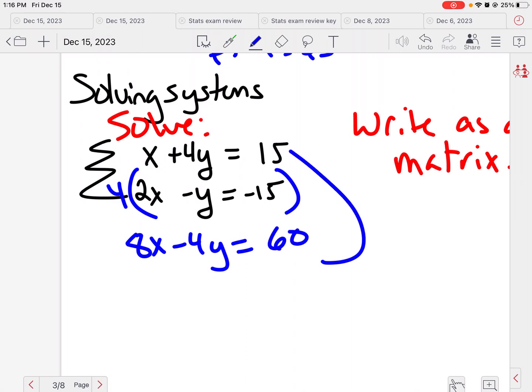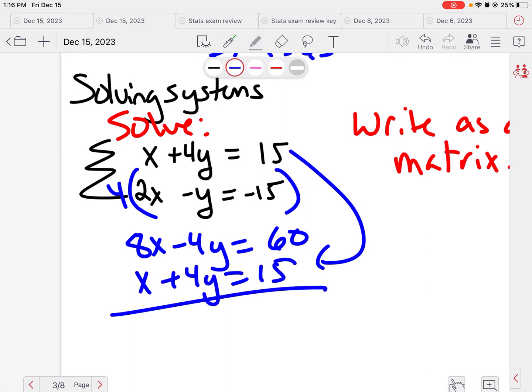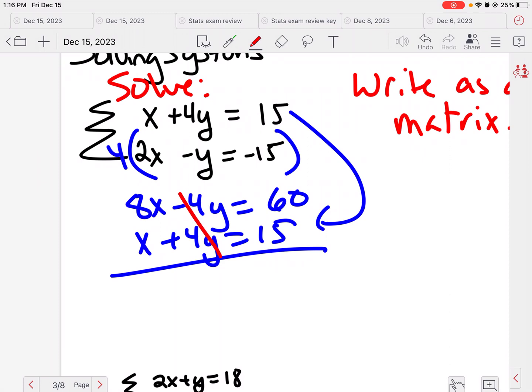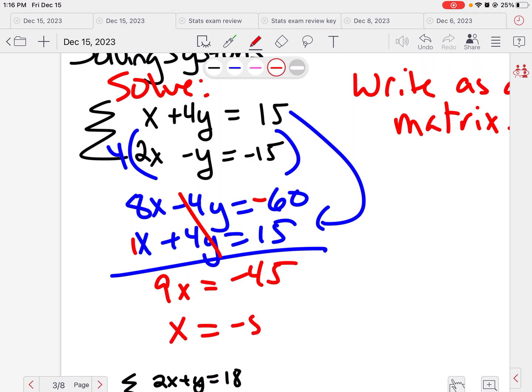Okay, and then I'm just going to rewrite this guy down below just so they're nice and lined up. Now when I add the two equations together, my minus 4y and positive 4y cancel. 8x plus 1x is 9x equals 75. 75 divided by 9 is not a pretty number. Oh, I'm sorry, this was a negative 15, so it's going to be negative 60. Make sure you're watching those signs, ladies and gents. So this would be negative 45, which makes such a prettier number. So divide by 9, and we get x equals negative 5.